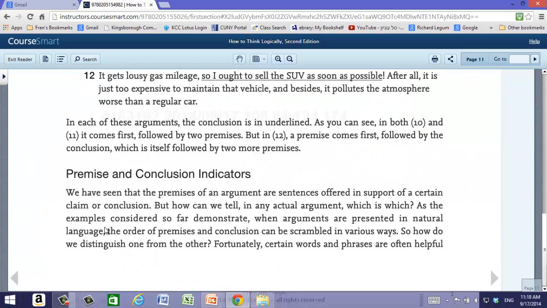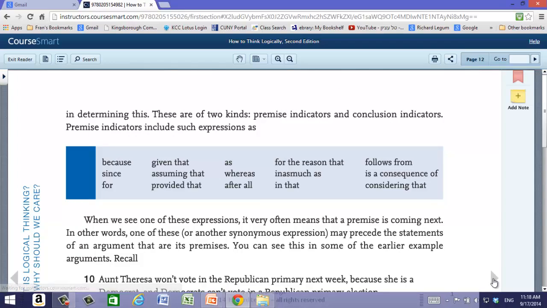Okay, let's get to the bottom of the page. Fortunately, certain words and phrases are often helpful in deciding whether we're seeing a premise or a conclusion. Remember, we decided arguments are made up of premises and conclusions, and there are some words or expressions that help tell us whether we're getting a premise or a conclusion. They're called premise indicators and conclusion indicators. Here are the expressions that you see. We went over this in class.